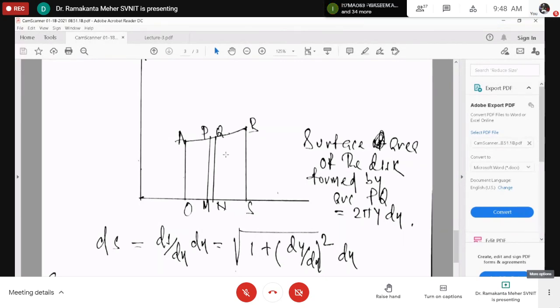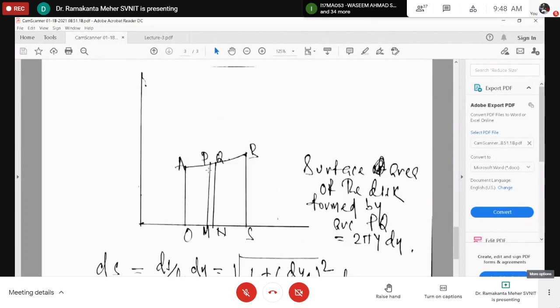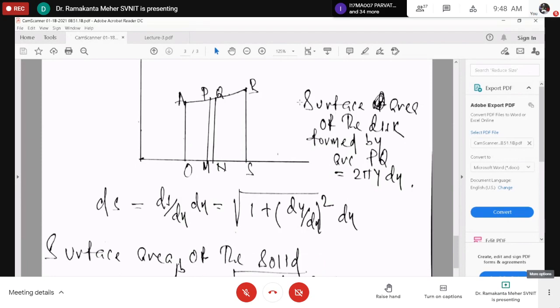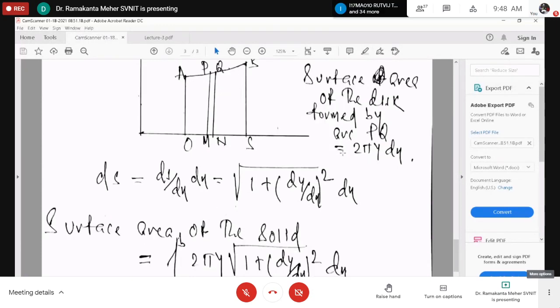Now here in the previous case, we were finding the volume after revolution of this element around the x-axis. But here we just consider the surface area of the disk after rotating about the x-axis. So if we find the surface area of the disk formed by the arc PQ around the x-axis, it becomes 2 pi y ds, not dx, ds, where ds is the arc length of PQ.